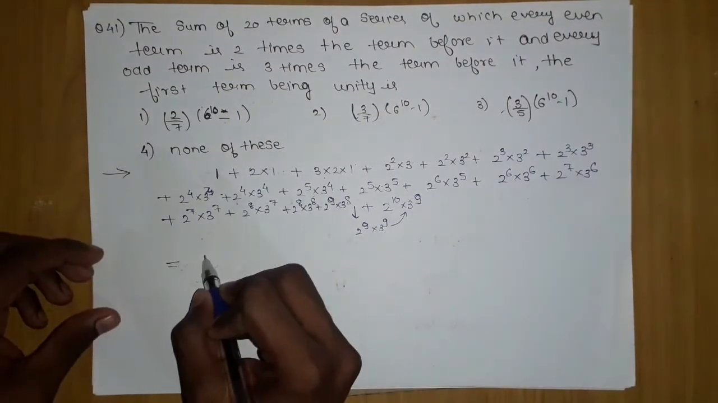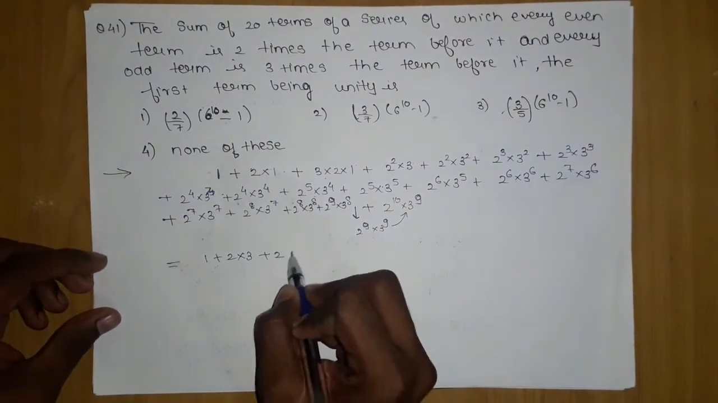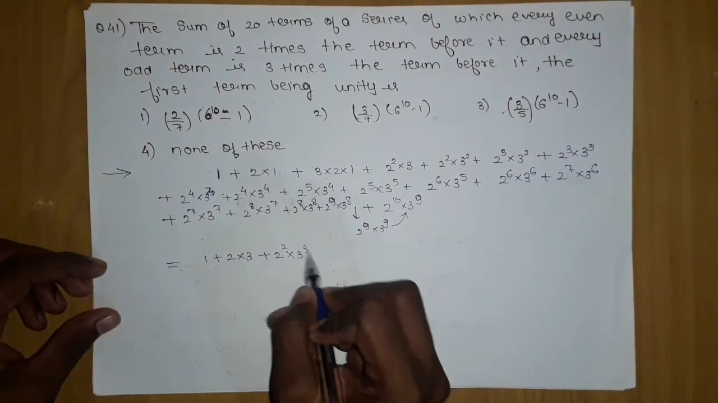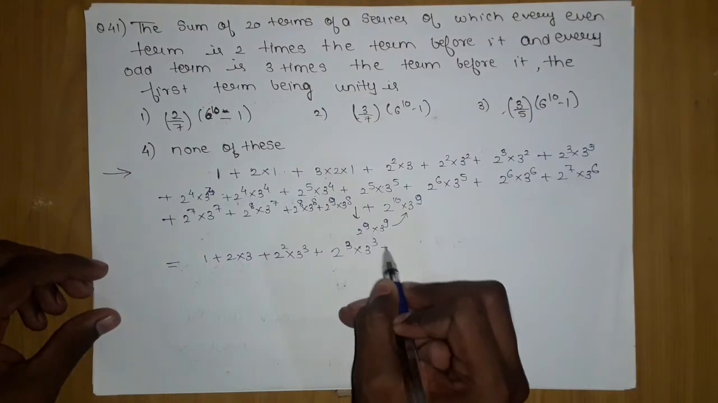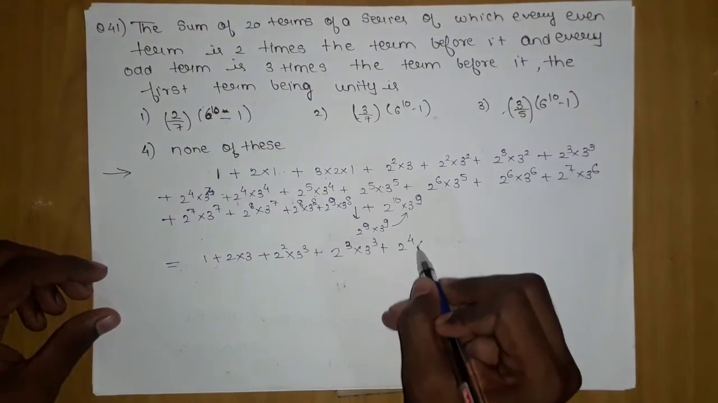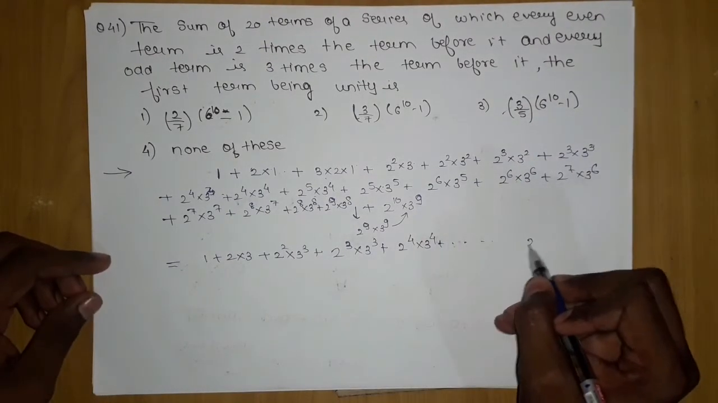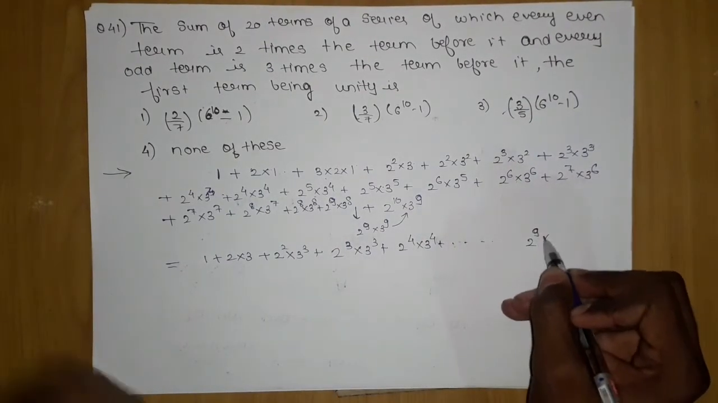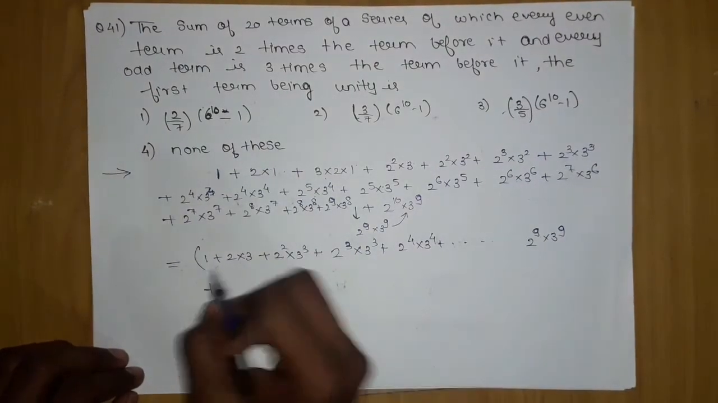So now let's make a series. Let's break them. 1 into 2 into 3, then plus 2 square into 3 square, then 2 power 3 into 3 power 3, then 2 power 4 into 3 power 4, and so on. What is the last common term we know? 2 power 9 into 3 power 9. This is our one series.